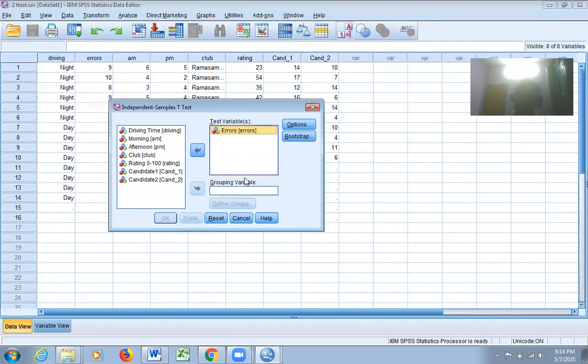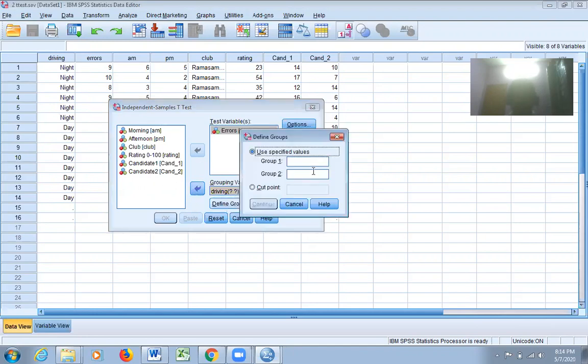What is the grouping variable? Our independent variable is our grouping variable. What is our independent variable? Driving time, whether night time or daytime. I select driving, I send it to the grouping variable. Now we have to define the groups. We got two groups, nighttime, daytime. How have I coded this? Nighttime was coded as 1 and daytime was coded as 2. That's why I have given value labels. So define groups. I go to group 1 is 1, group 2 is 2, whatever number you assign.